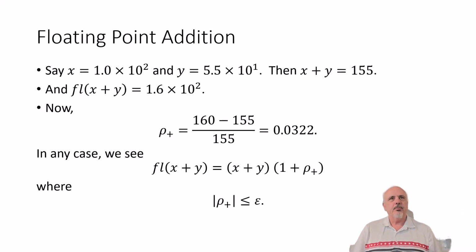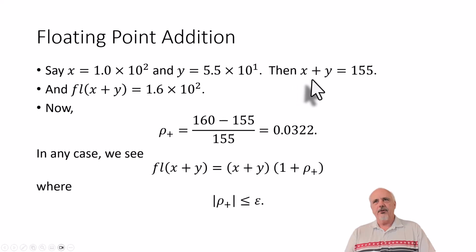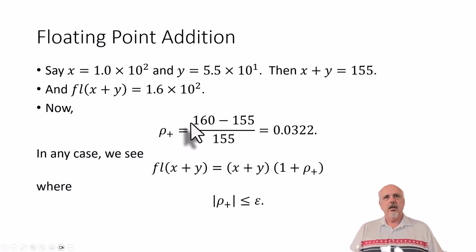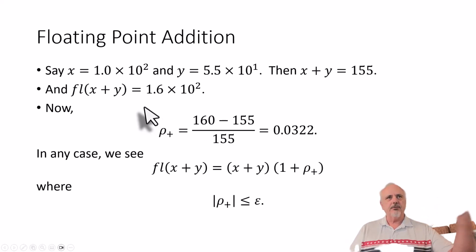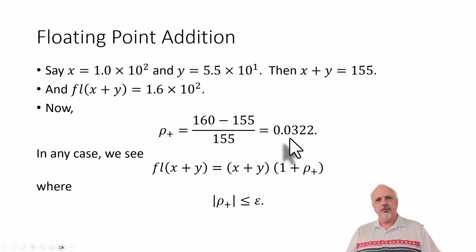Okay, so let's look at floating point addition, and I'm going to start with two floating point values. So x is a float, y is a float, so they're representable as being part of F2, and then I'm going to add them. But if you notice, the addition of the two floats is not necessarily going to be in F2. It's not going to be representable by F2. So when I float the 155, I'm going to round it up, 1.6 times 10 squared. And if I look at the relative error, we have 160, the result of the float, minus the 155 divided by the true value, 155, so 0.0322.